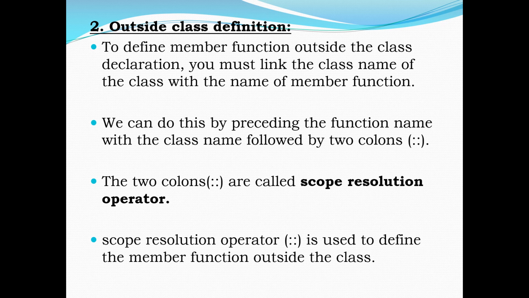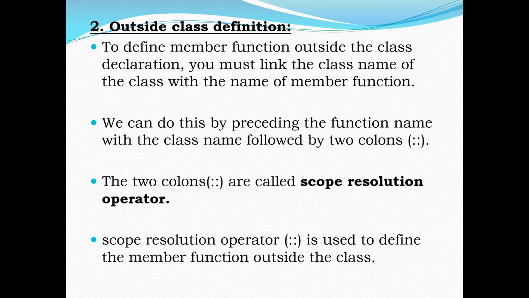After a member function is declared inside the class, it must be defined outside the class. We can do this by preceding the function name with the class name followed by two colons. The two colons are called the scope resolution operator, and it is used to define the member functions outside the class.